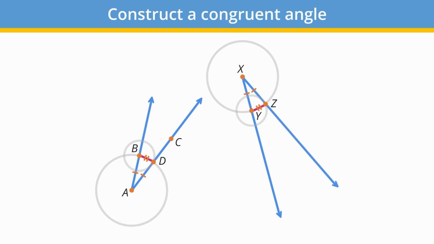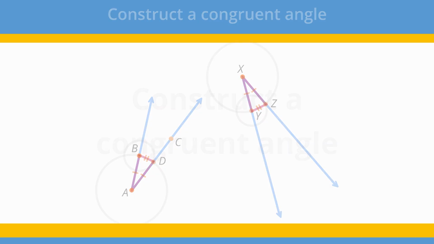So are angles A and X congruent? Take a look at the two triangles ABD and XYZ. Using the side-side-side congruence theorem, we know that these two triangles are congruent, which means their corresponding angles have the same measure. So angle A and angle X are congruent.